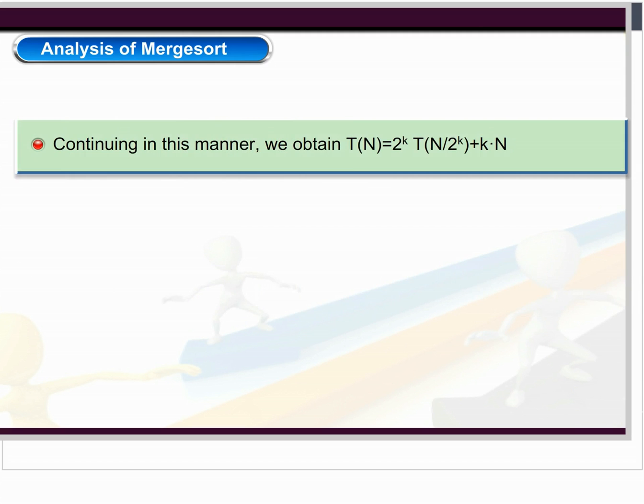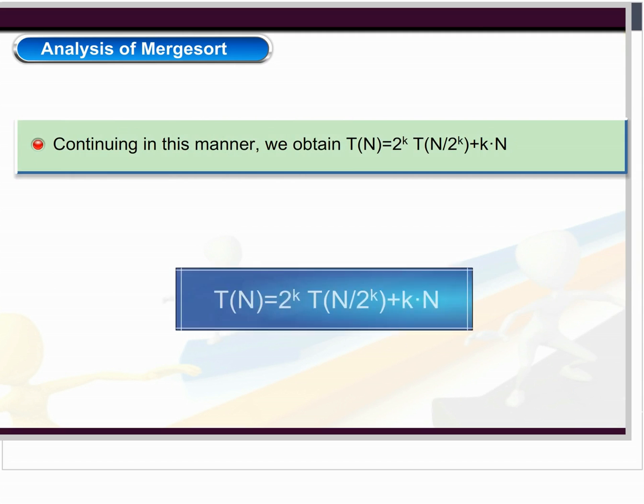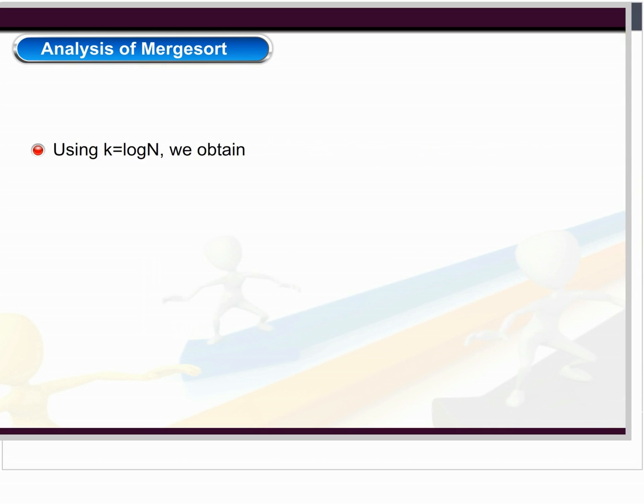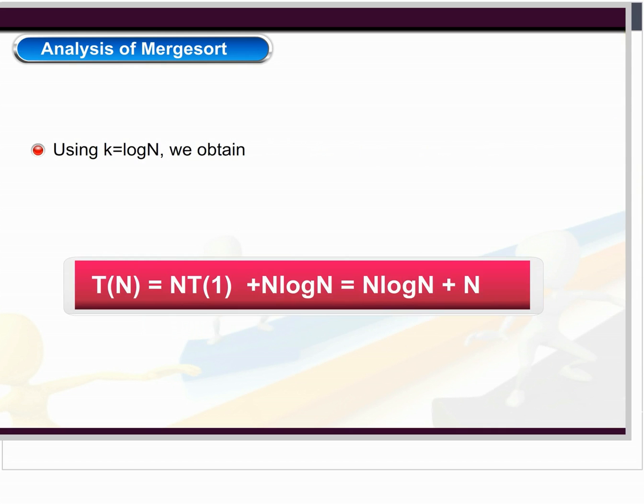Continuing in this manner, we obtain T(n) equals 2^k times T(n/2^k) plus k times n. Using k equals log n, we obtain T(n) equals n times T(1) plus n log n, which equals n log n plus n.